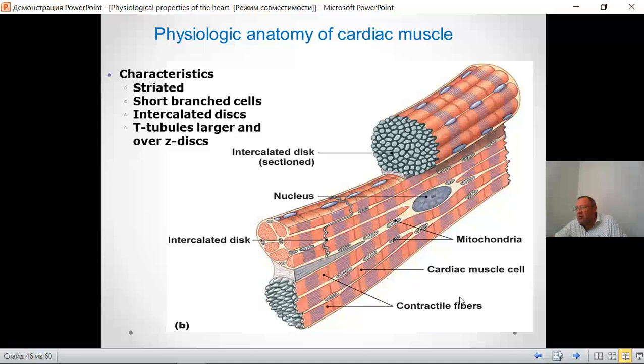Therefore, from a functional point of view, ions move with ease in the intercellular fluid along the longitudinal axis of the cardiac muscle fibers, so that action potentials travel easily from one cardiac muscle cell to the next, past the intercalated discs.